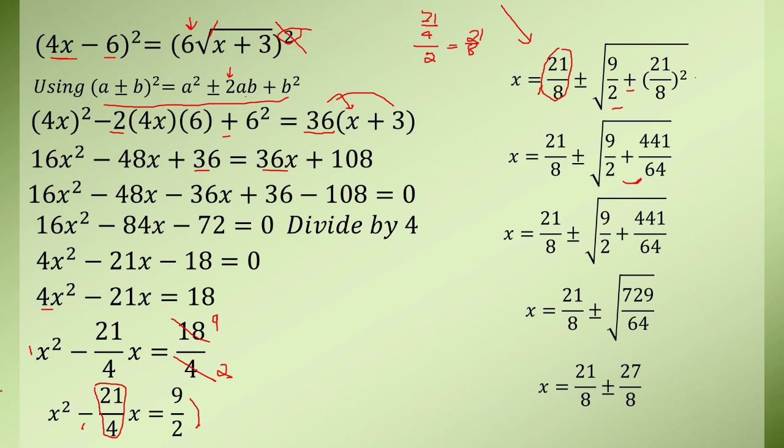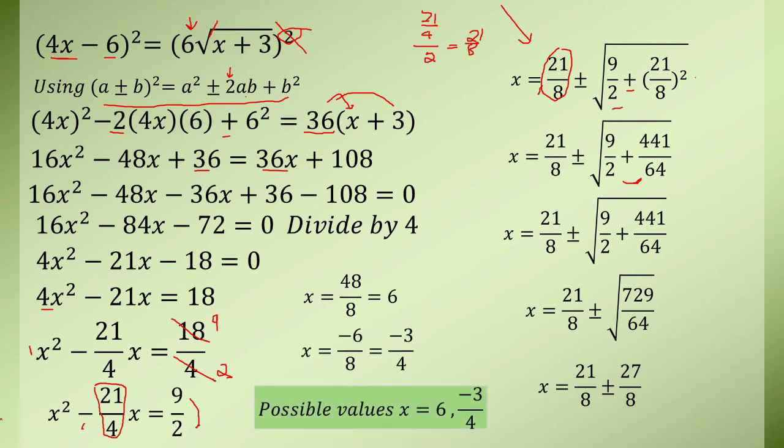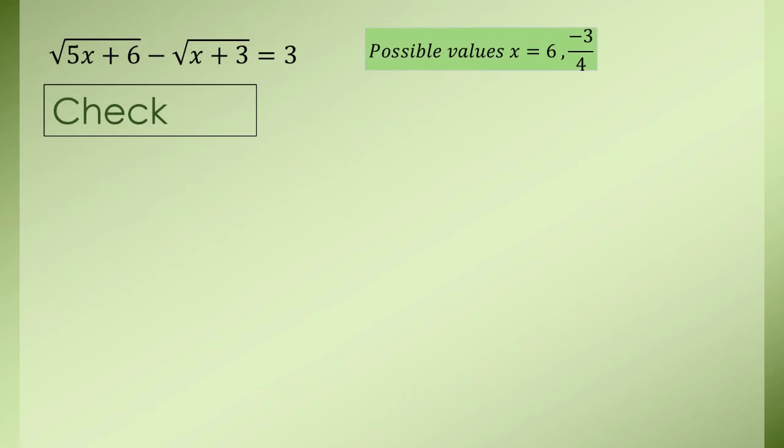Now I have two solutions. 21 plus 27 is 48, divided by 8 is 6. And another solution is 21 minus 27, which is negative 6 divided by 8. Now the possible solutions are x equals 6 and x equals negative 3 over 4. These are possible solutions, but not solutions yet. I need to check. Substitute in the original equation. Substitute 6 in the original equation.